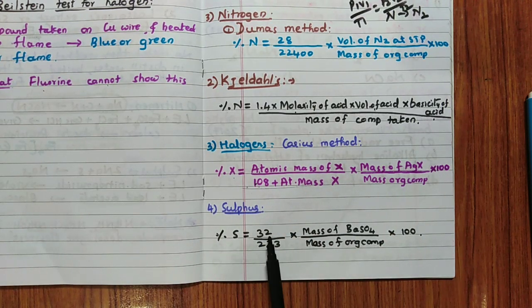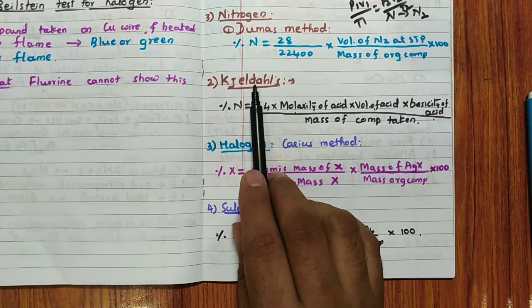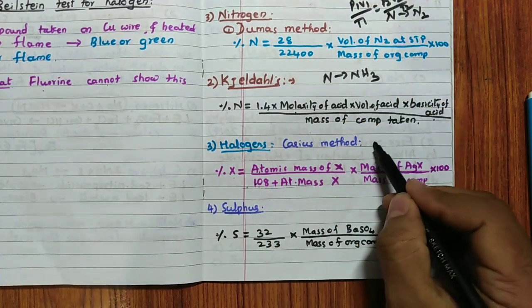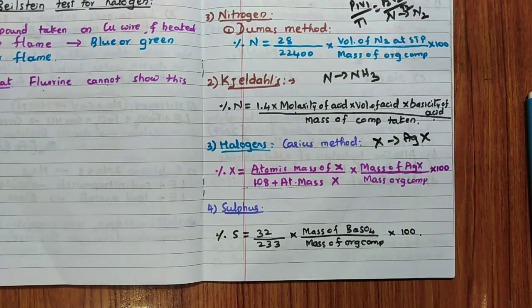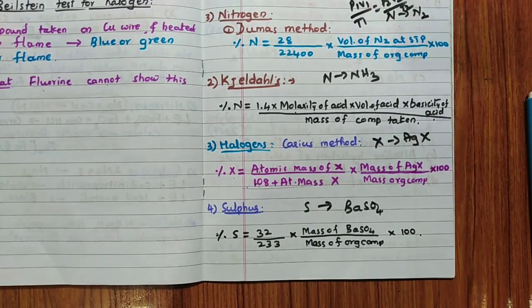Sulfur: percentage of sulfur is equal to 32 by 233 into mass of BaSO4 divided by mass of organic compound into 100. So here sulfur gets converted into BaSO4, halogen is converted into silver salt, nitrogen is converted into ammonia. Remember this. Here halogen X is converted into AgX, because that question can be asked in the exam. Here sulfur is converted into barium sulfate.